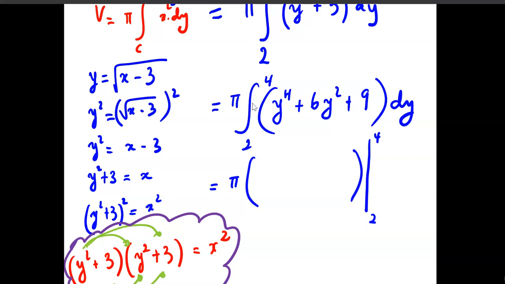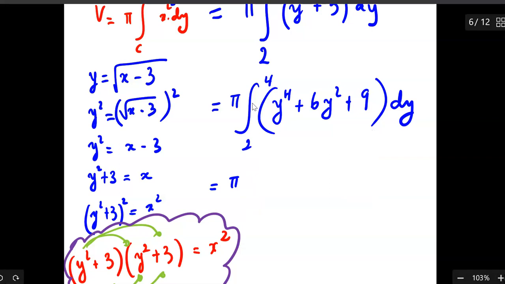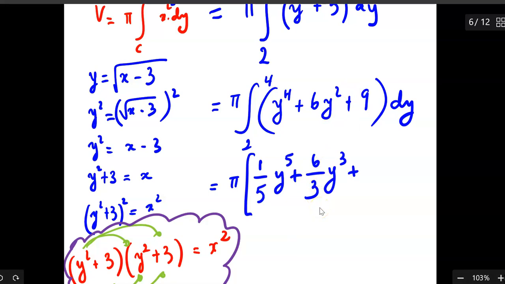Alright, okay, so let's do this step by step using this bracket just to make sure. So I have y to the exponent 4. The integral for that is 1 over 5 y to the exponent 5. Okay, so add 1 and divide by the result. And the next one should be 6 divided by 3 y to the exponent 3. Okay, so add 1 to the 2 and divide by the result. Okay, what is the integral of 9? Integral of 9 is 9y.